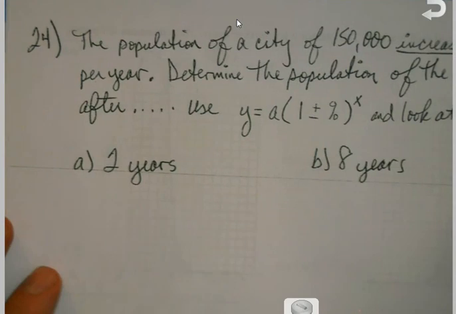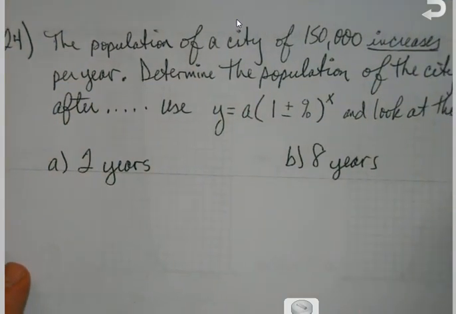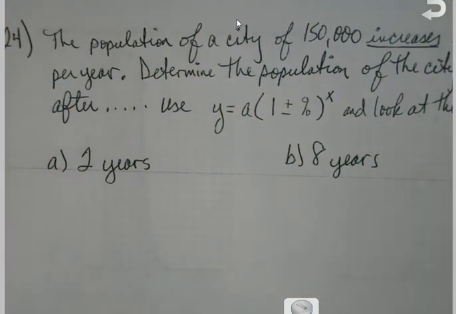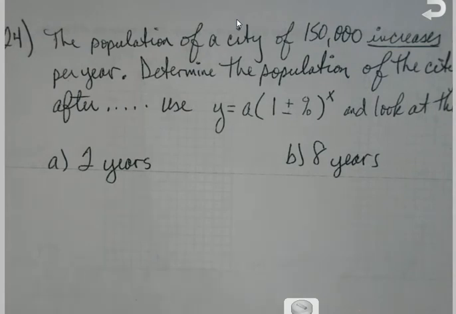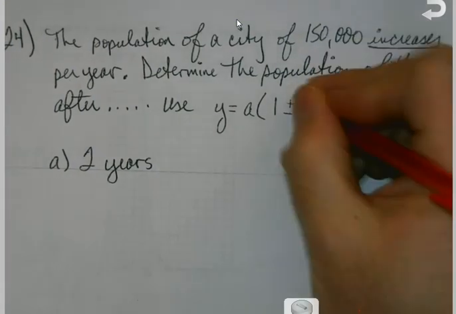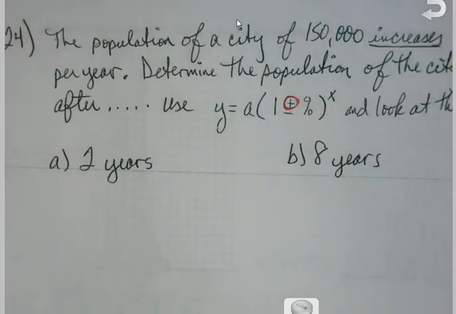Then our story problems. The population of a city of 150,000 increases 3% per year. Determine the population of the city after some different times here. Use y equals a and then 1 plus or minus the percentage, and you only use one of these. I'm just not going to tell you which one, and look at the chart. So here it says increases. So for this one, increase means it's going up. I want to use the plus.